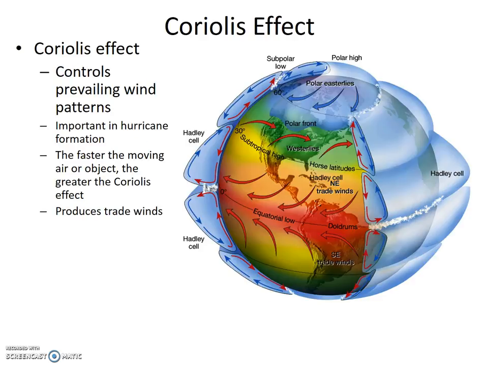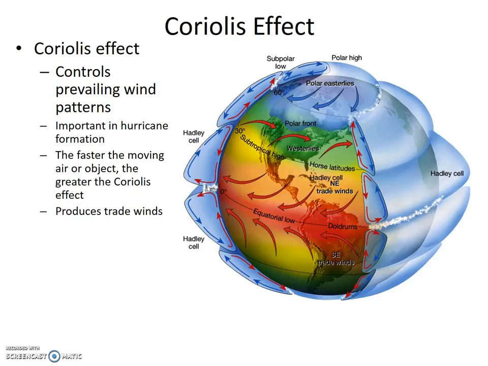This effect, the Coriolis effect, controls prevailing wind patterns. It is also important in hurricane formation. Interestingly, the faster the moving air or object, the greater the Coriolis effect. And it produces trade winds, which is spectacularly important if you are trading using a sailboat, or just sailing, or even cast adrift at sea. It also is super important in airline travel.